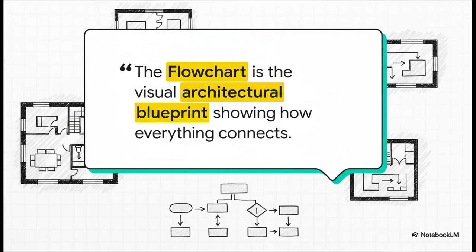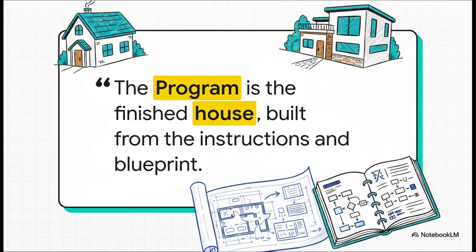Then you have the flowchart. Now this is the architect's blueprint. It might not list every single nail and screw, but it shows the overall layout, the flow of the rooms, and how all the major systems connect visually. It's the master plan.